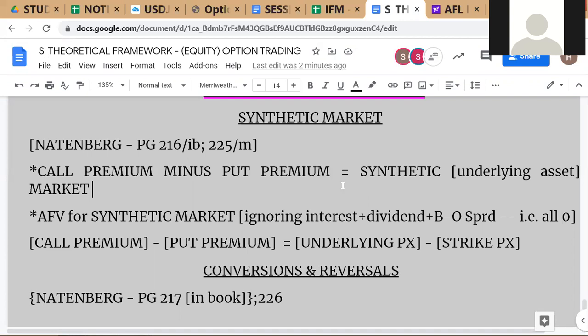Now, what he's saying is that this is the first statement. So this is clear to everybody now, okay? The other thing he's saying is the arbitrage free value for the synthetic market. When I make a statement like this, what it means is that the fair value for the synthetic market, which means call premium minus put premium, the synthetic long underlying position, this figure on the LHS should always be equal to a fair value. The fair value using the AFV methodology for this call premium minus put premium should be equal to underlying price minus strike price.